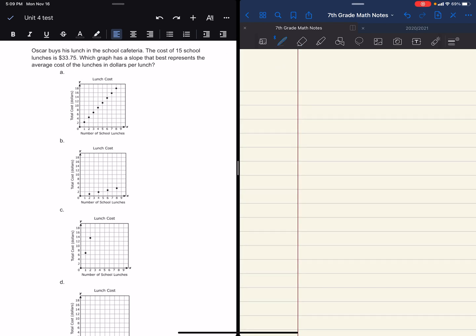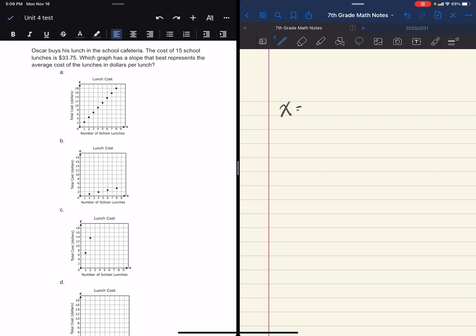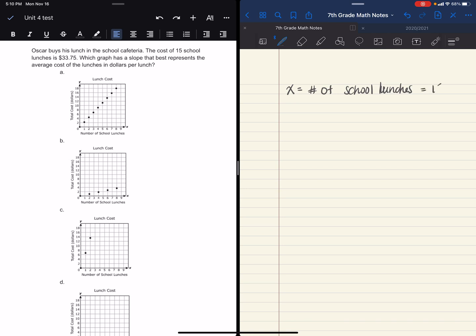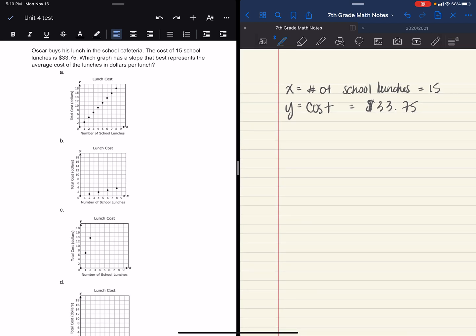So I am going to start by labeling. x is the number of school lunches, which is 15. And then y is the cost, which is $33.75. So if we know how to find slope in a proportional graph, which this kind of has to be, we would do y divided by x, which actually is kind of what it would be anyway.